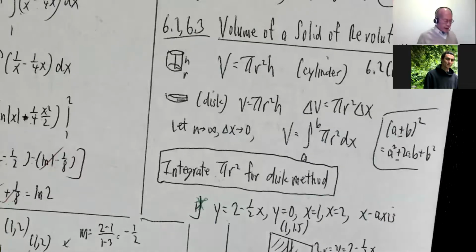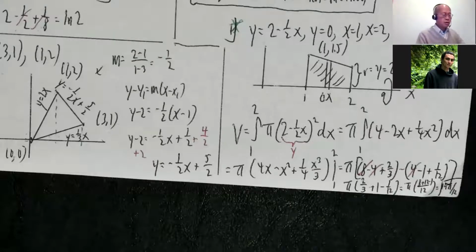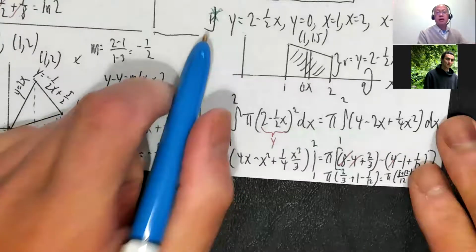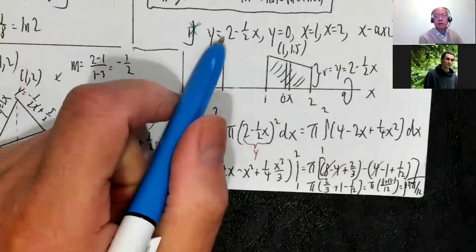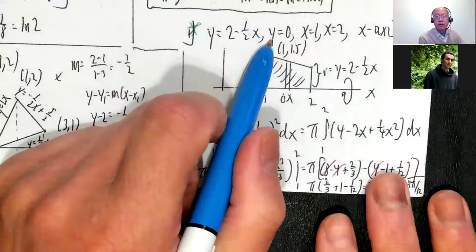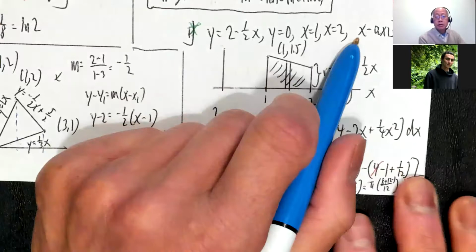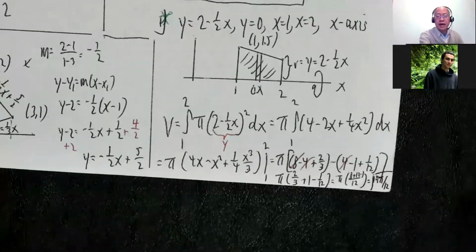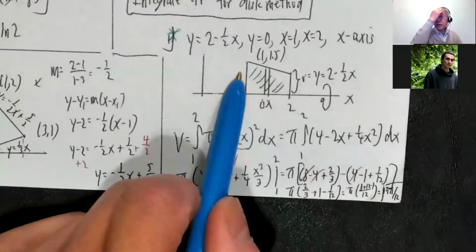The example I'm going to show you actually isn't in our book, or at least it shows you the idea. I put 1 star here, which means it was problem 1 in the previous edition, but not in our edition. It says take the region bounded by y equals 2 minus a half x, y equals 0, which is the same thing as the x-axis, x equals 1, x equals 2, and spin it about the x-axis. So y equals 2 minus a half x, that's a line. y equals 0, same as the x-axis, x equals 1, x equals 2.